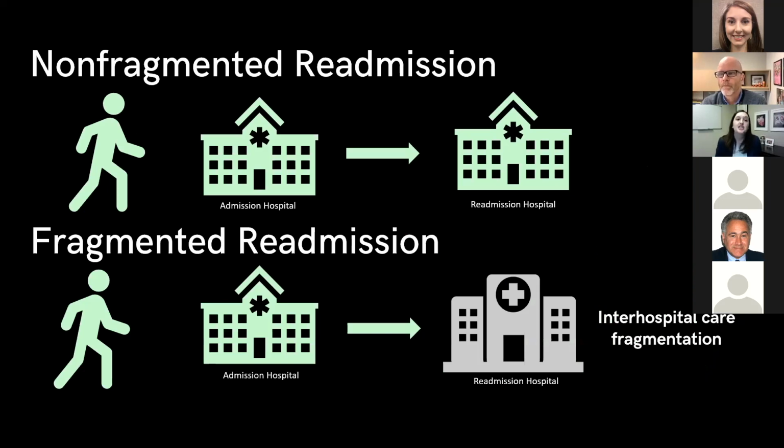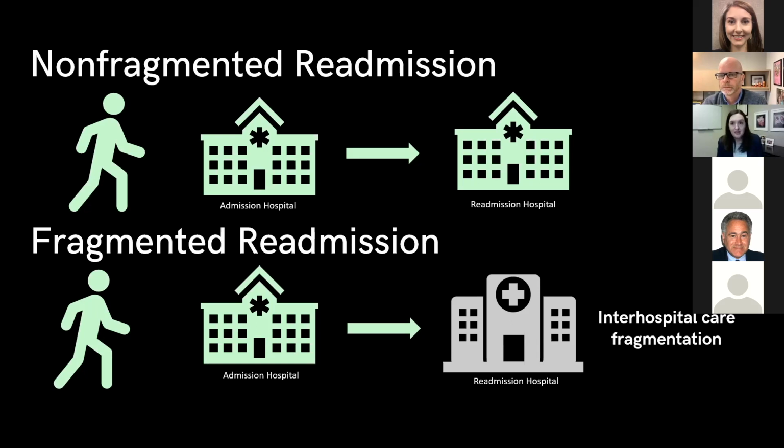Inter-hospital care fragmentation occurs when a patient is initially admitted to one hospital and then later readmitted to a different hospital, as illustrated here on the bottom. I'm going to use the terms fragmented readmission and inter-hospital care fragmentation interchangeably. So to put this in context of our local hospitals, a non-fragmented readmission would be an admission to EUH and a readmission to EUH, or an admission to Grady and a readmission to Grady.